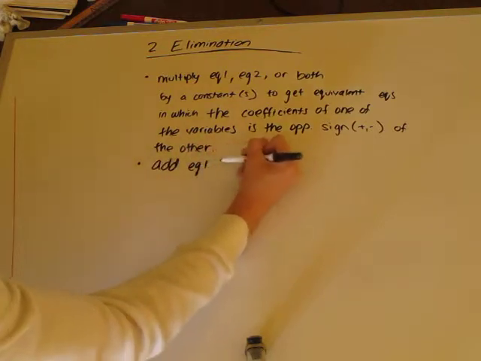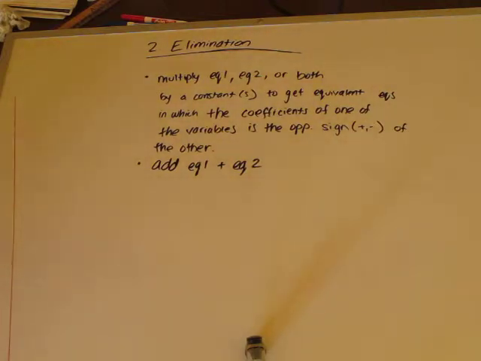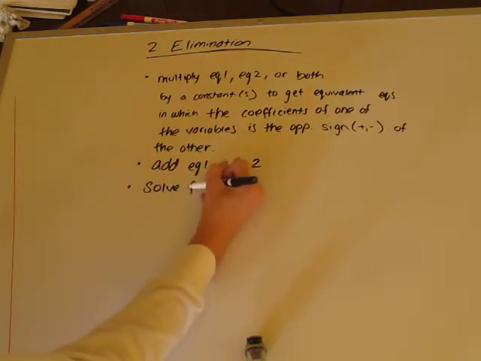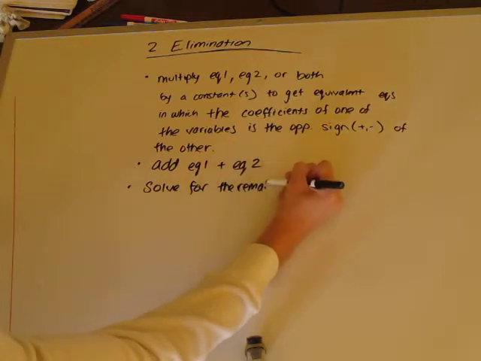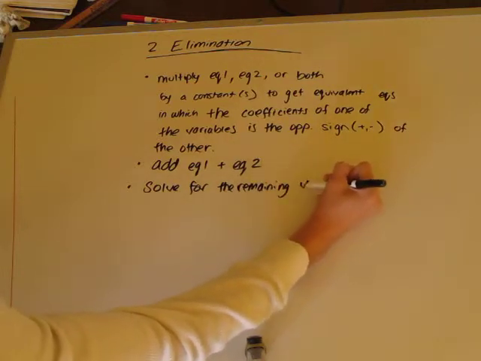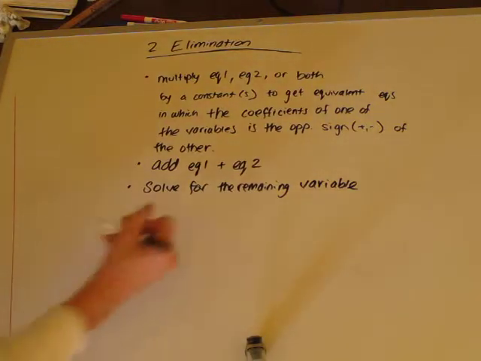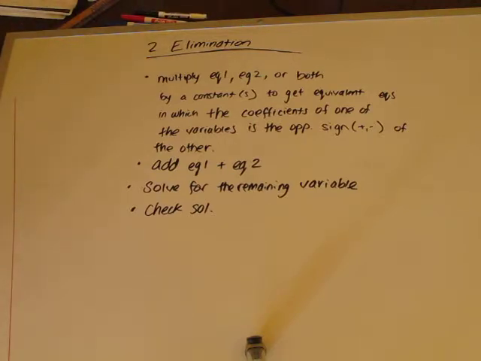And then the second step is to add equation 1 to equation 2. So you're going to add the two equations together, and then you're going to solve for the remaining variable. And then, as always, check the solution. You always want to check your solution to make sure it works. So go ahead and copy that down, pause the video if you need to.